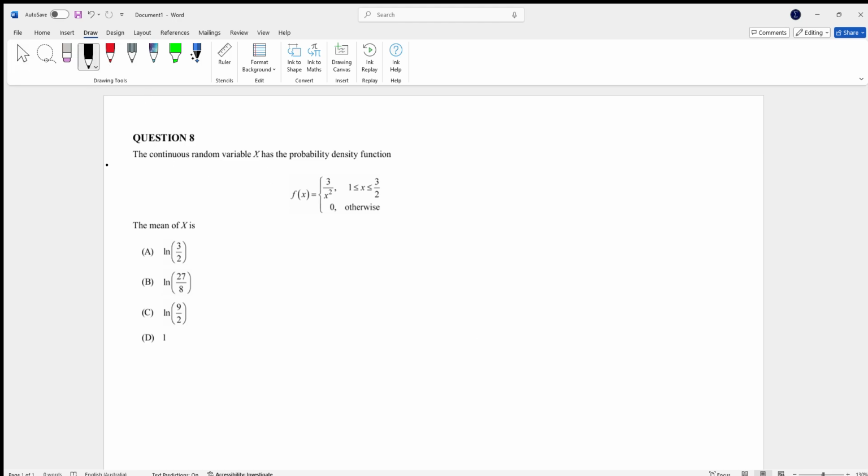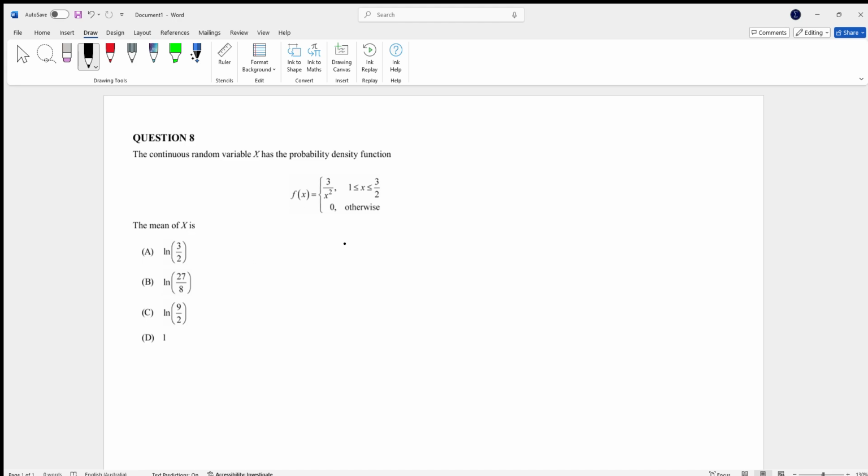So this one can be done without a calculator. Well, it has to be done without a calculator. Let's take a look. So the continuous random variable x has a probability density function, and we're given f of x, 3 over x squared, and only exists between 1 and 3 over 2, and it's 0 everywhere else. And they've asked us to work out the mean of x.